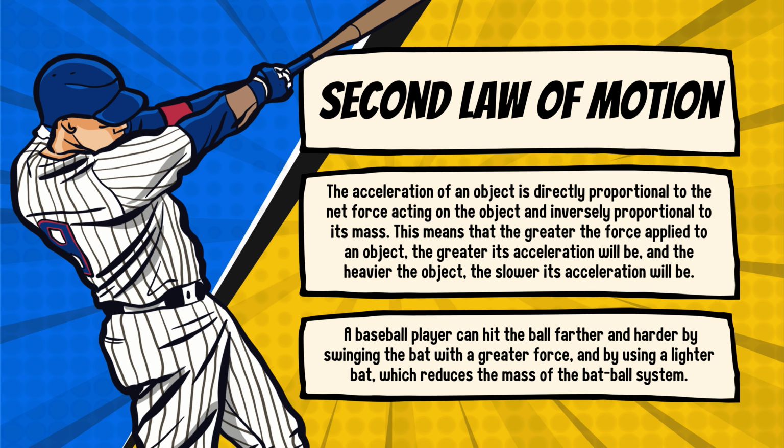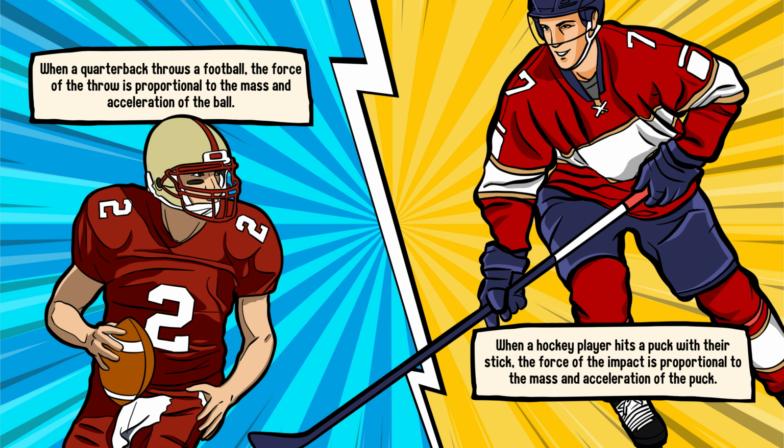For example, a baseball player can hit the ball farther and harder by swinging the bat with a greater force, and by using a lighter bat, which reduces the mass of the bat-ball system. When a quarterback throws a football, the force of the throw is proportional to the mass and acceleration of the ball. When a hockey player hits a puck with their stick, the force of the impact is proportional to the mass and acceleration of the puck.